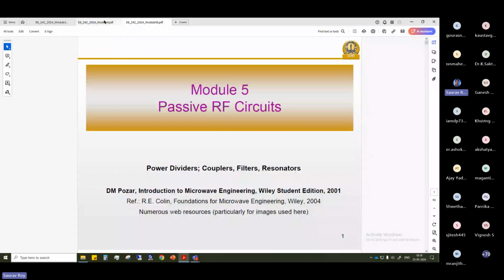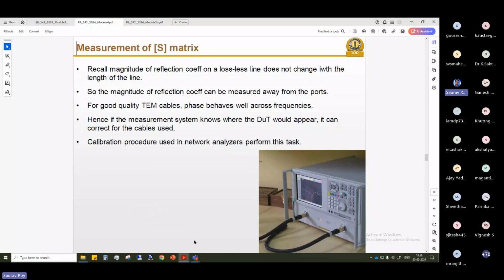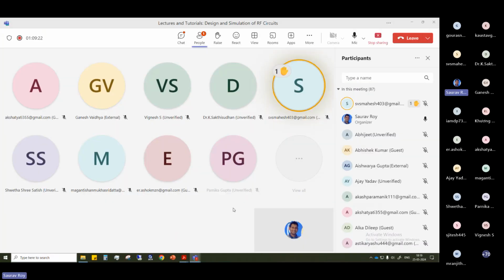I will take some questions here before moving to the next section. Please ask if you have any question regarding this. Mahesh, do you have a question?